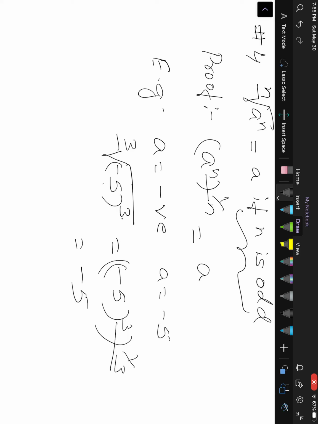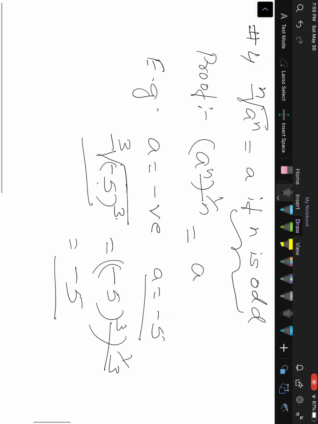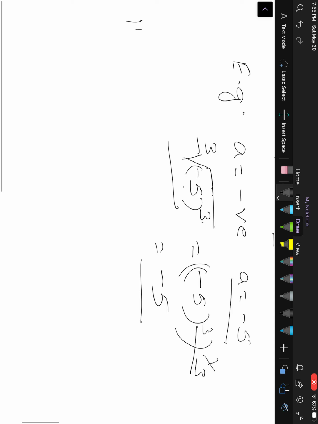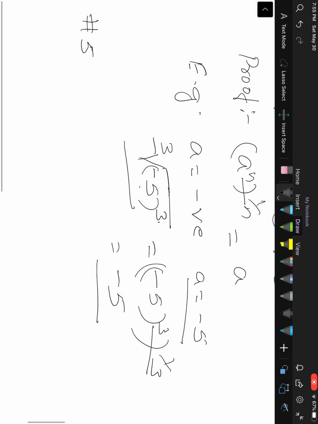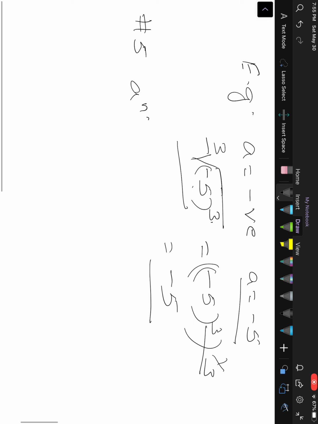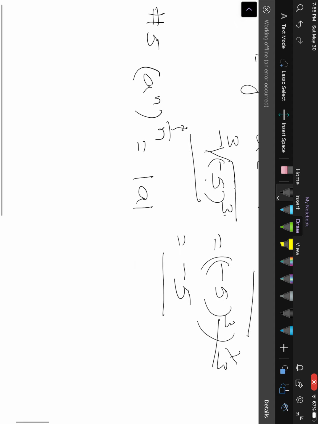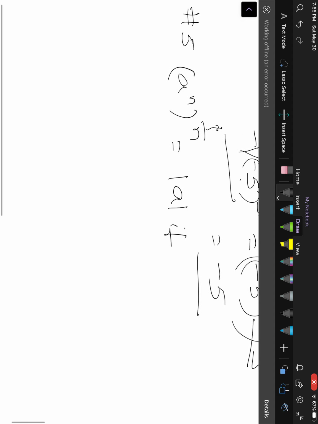So you are considering a to be negative 5, and when you apply the property, you are getting negative 5 itself. So what is the difference? When will this be different for different n? That would give you property number 5. That is a to the power of n whole to the power of 1 by n. So this would be absolute value of a if n is even.